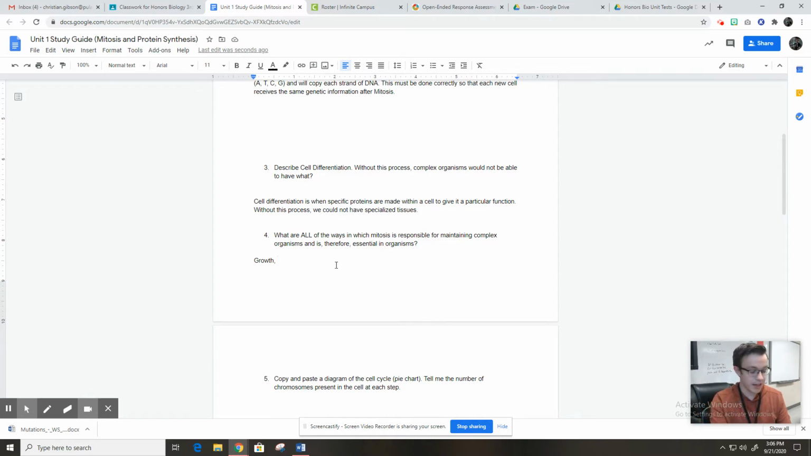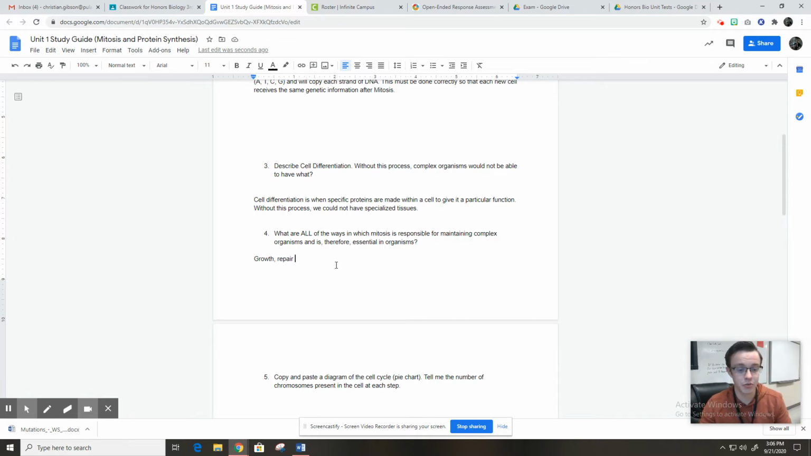Okay, another way is repair. As we talked about earlier, if you have some sort of damage done to your body, it will try to fix that with mitosis. The surrounding cells, like the tissue that was damaged, will reproduce through cell division, mitosis, until that wound or whatever damage is done is healed. Okay, so growth and repair are the 2 major ways.